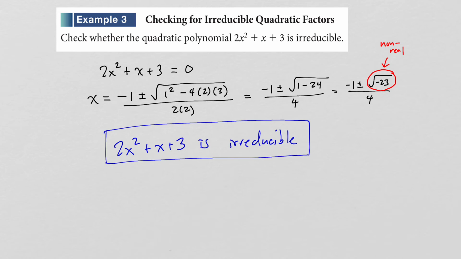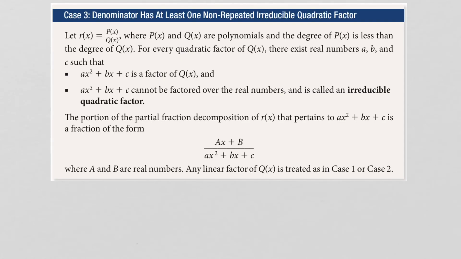All right, now let's go back to the irreducible quadratics. So if we have an irreducible quadratic, the next question is, what do you do about it? How do you break it down? Well, the way you break it down is you take that irreducible quadratic, whatever it may be, but now the numerator is not just going to be a constant. It's going to be a first-degree polynomial.